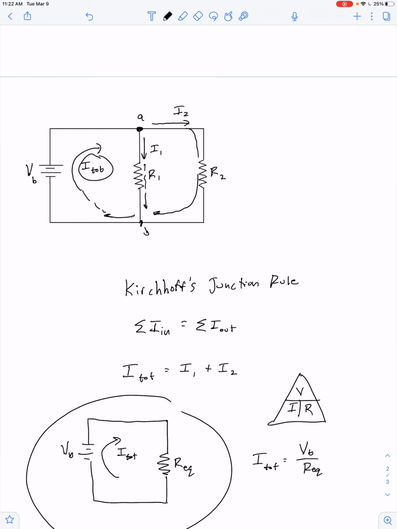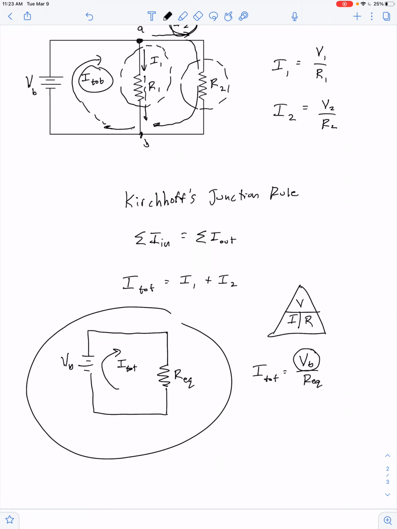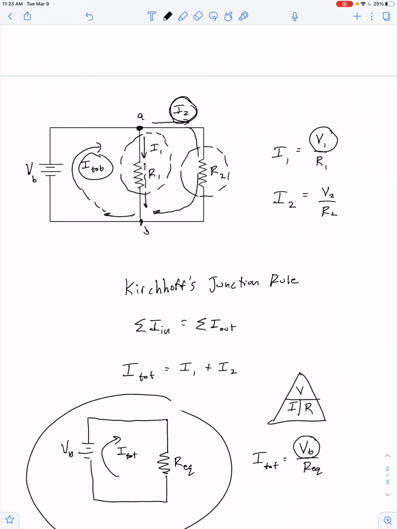Now, I can also apply Ohm's law not to the equivalent value or the total value of current, but just to this one resistor. I1 has to equal the voltage across resistor number 1 divided by the resistance. Likewise, applying Ohm's law to the other resistor, the current we've labeled as I2 has to equal the voltage across resistor number 2 divided by its resistance. Now I want you to think about how the battery voltage, the voltage across resistor number 1, and the voltage across resistor number 2 all compare.